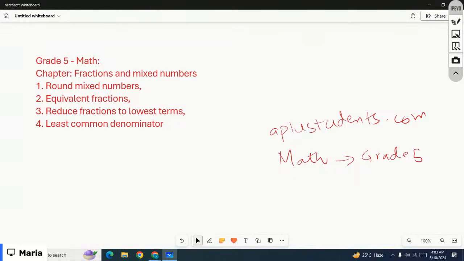We're going to start with the chapter fractions and mixed numbers. The lessons we're going to cover today are round mixed numbers, equivalent fractions, reduced fraction to lowest terms, least common denominator. So please make sure you have your notebook and pencil so that you can note down the important examples and definitions as well.